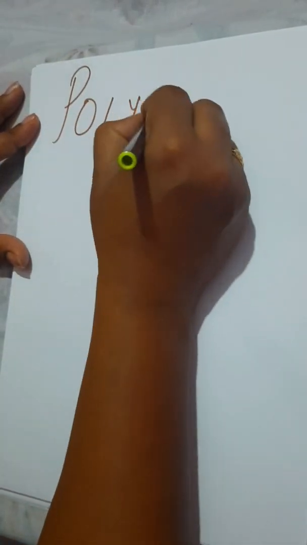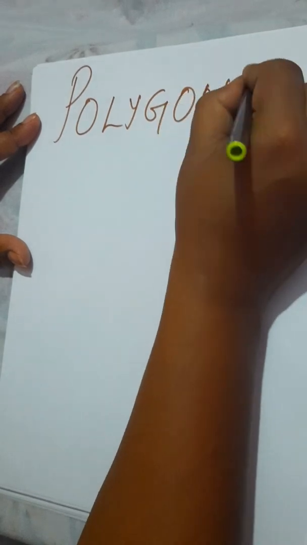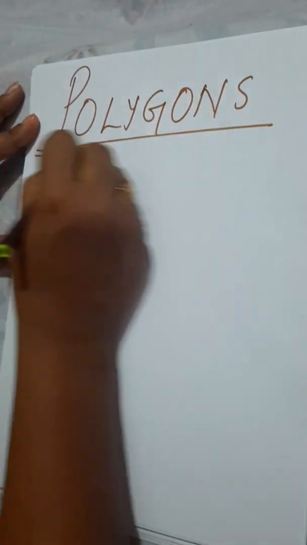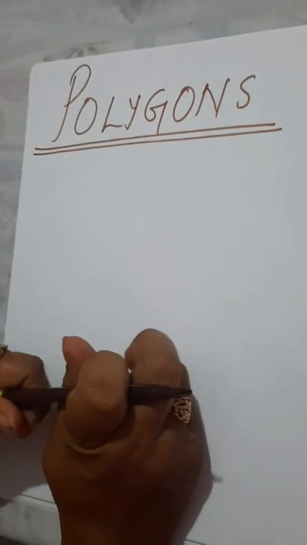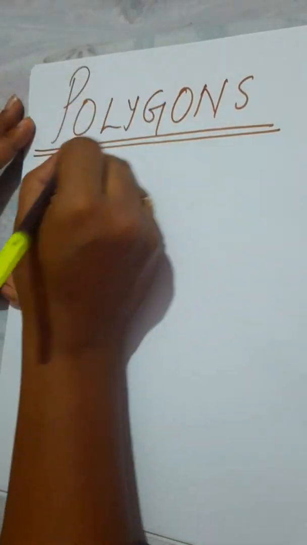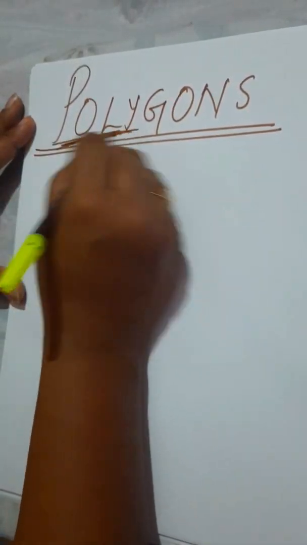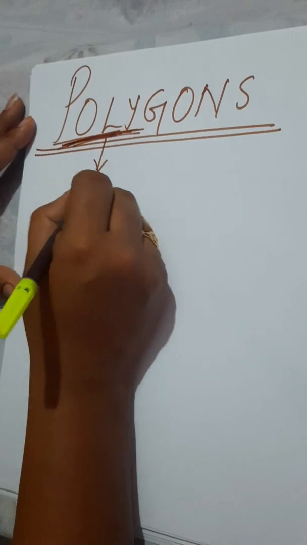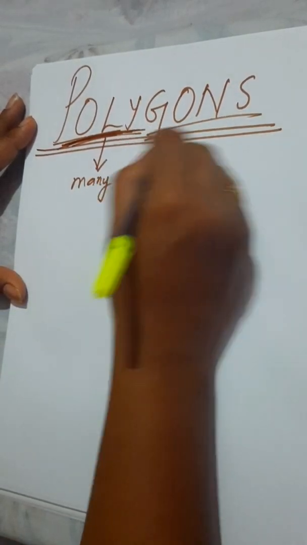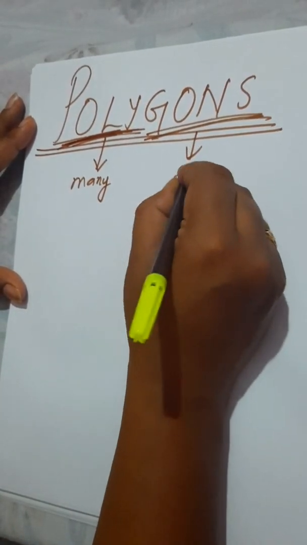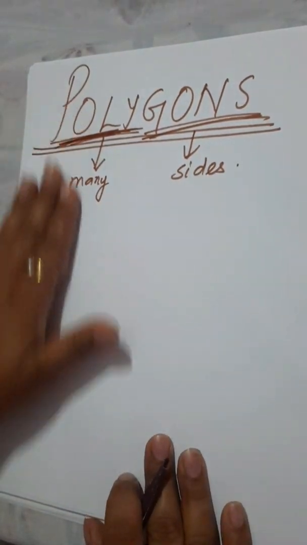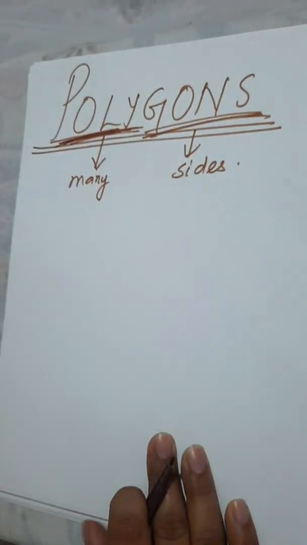Now next we have polygons. Here, poly means many and gon means side. Poly means many, gon means side.